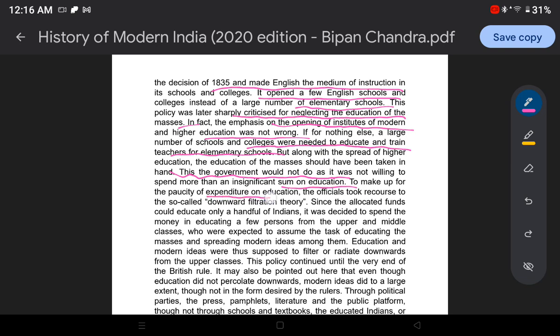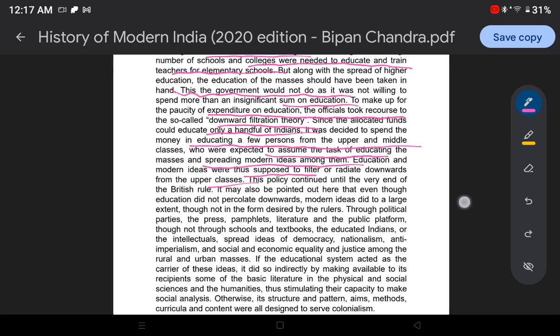To make up for the paucity of expenditure on education, the officials took recourse to the so-called downward filtration theory. Since the allocated funds could educate only a handful of Indians, it was decided to spend the money in educating a few persons from the upper and middle classes who were expected to assume the task of educating the masses and spreading modern ideas among them. Education and modern ideas were thus supposed to filter or radiate downwards from the upper classes. This policy continued until the very end of British rule.